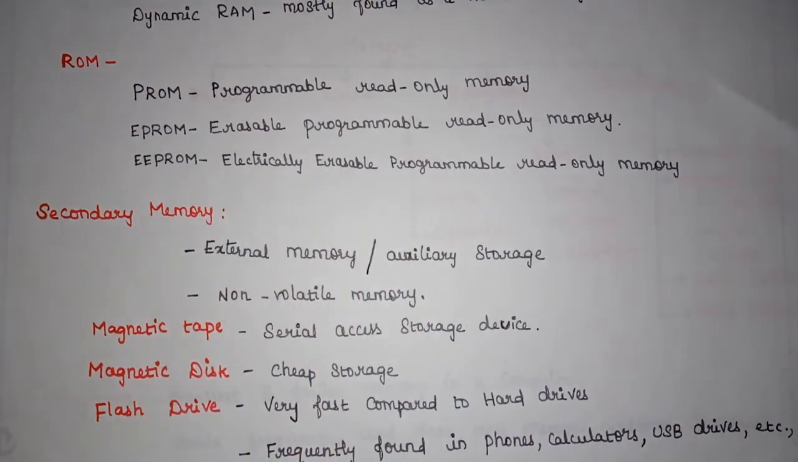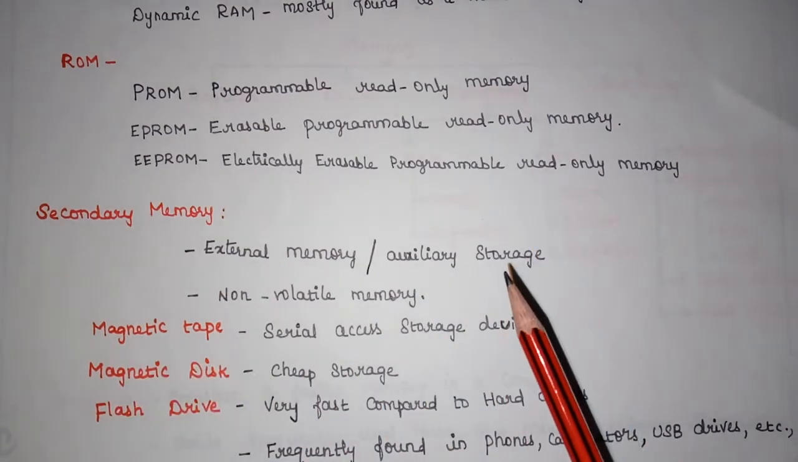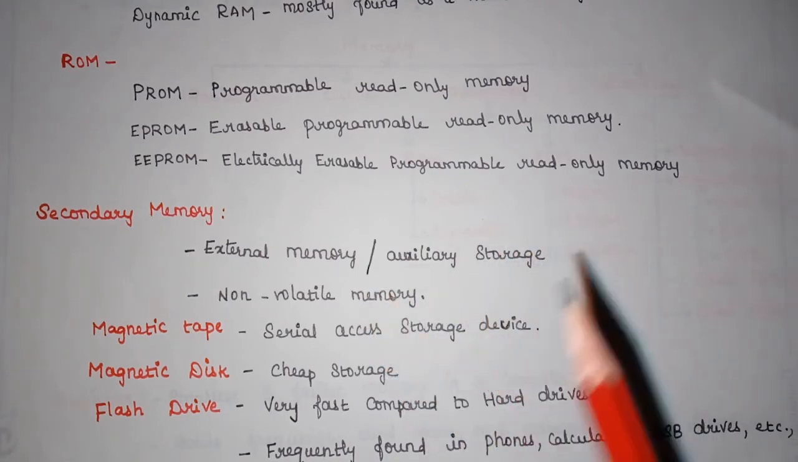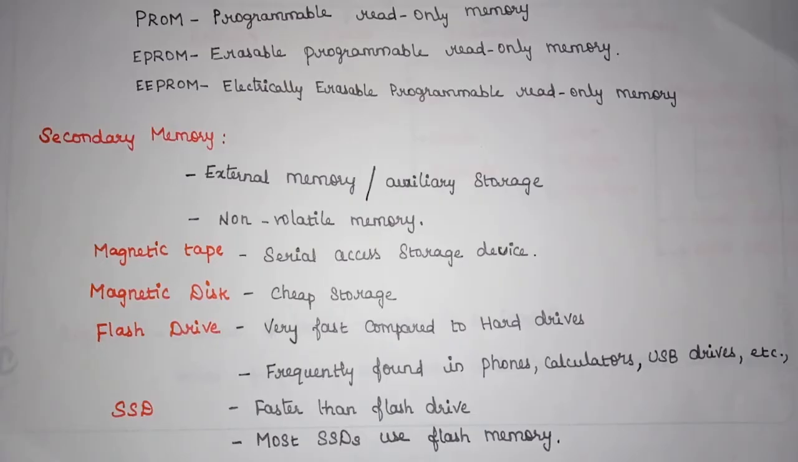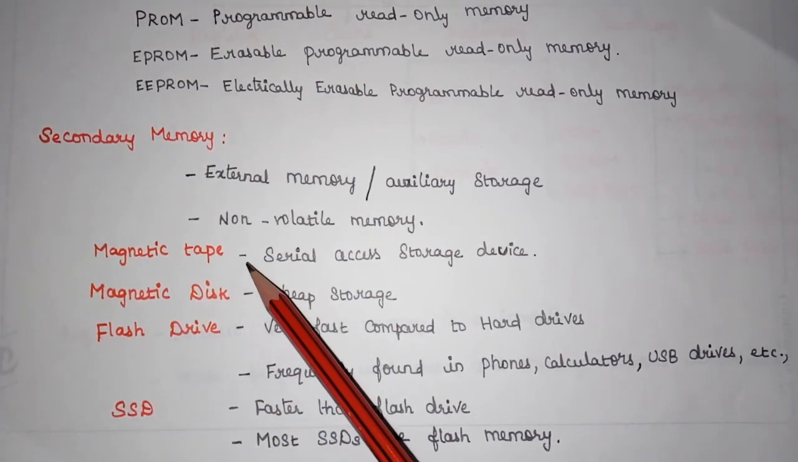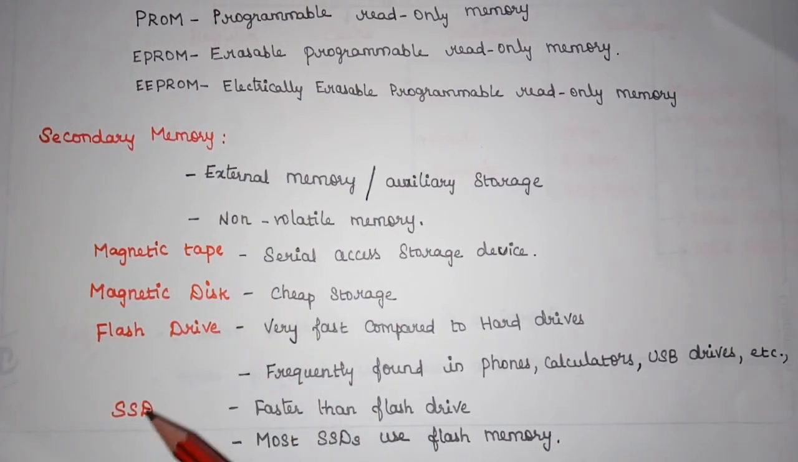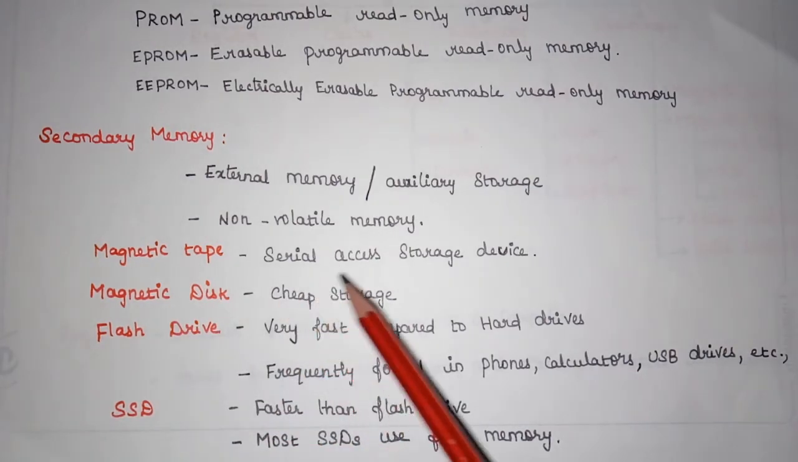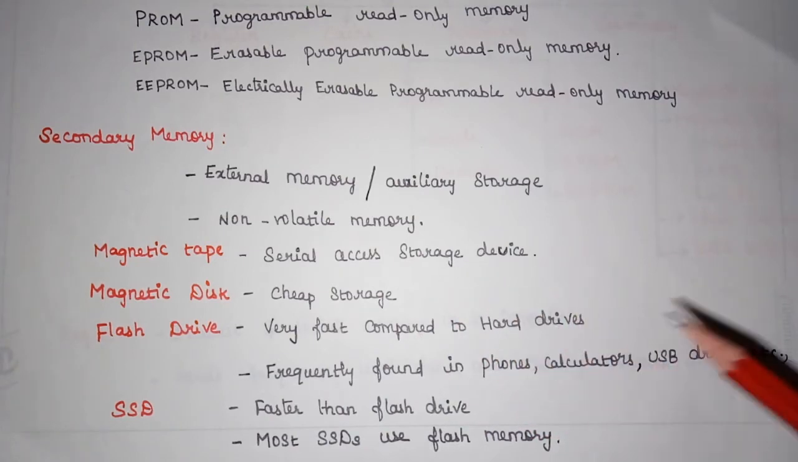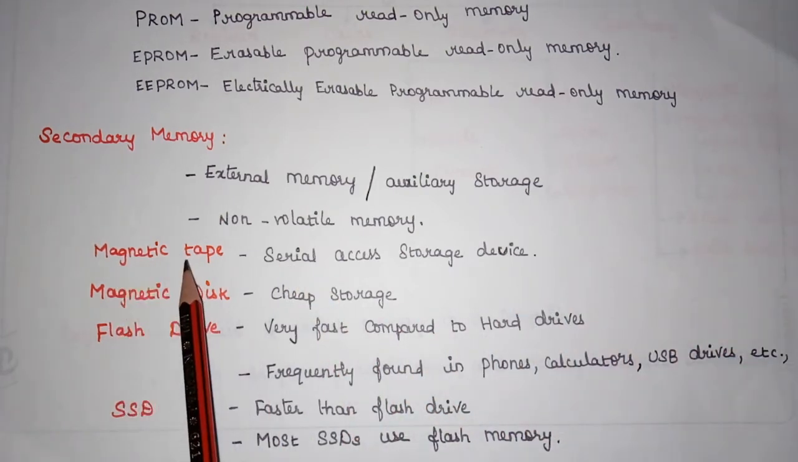And whenever we are using the secondary memory, first the data is transferred to the primary memory, then to the CPU, then the CPU can access it through the primary memory. These are some examples of secondary memory: magnetic tape, magnetic disk, flash drive and SSD. Magnetic tape is a serial access storage device, which means we cannot access the information randomly. We can access it only in a sequential way.